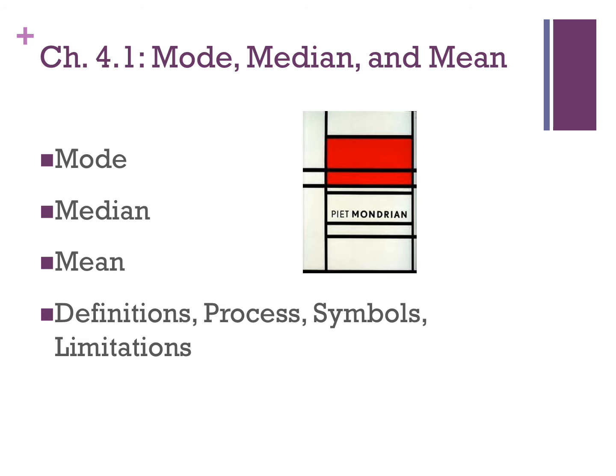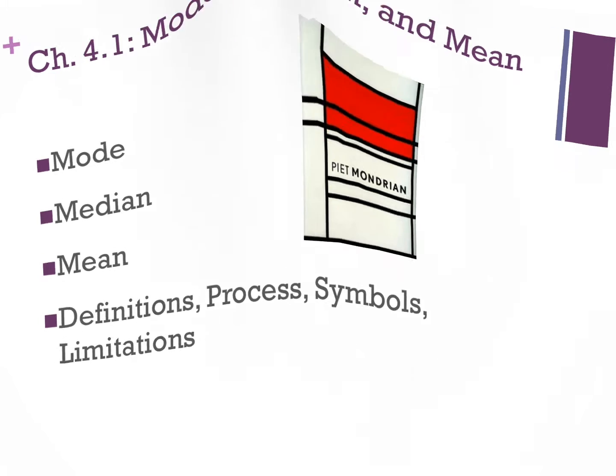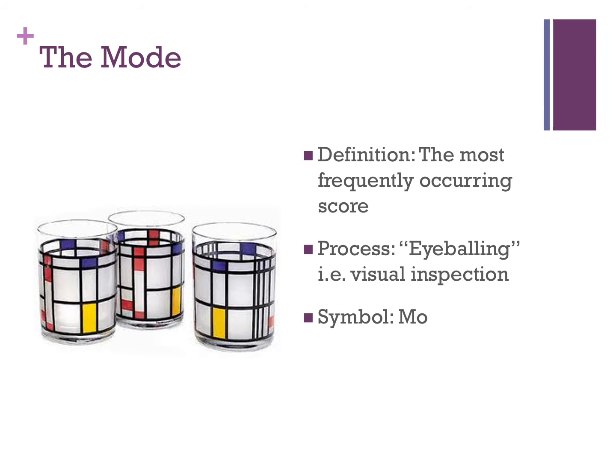We're going to be talking about 3 ways of measuring central tendency: mode, median, and mean. We'll talk about definitions, process, symbols, and limitations. The definition of the mode is the most frequently occurring score. The process of finding it is simply by eyeballing the data. That means doing a visual inspection. And the symbol for the mode is capital M, lowercase o.